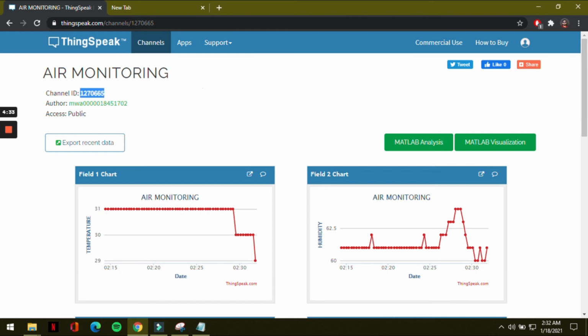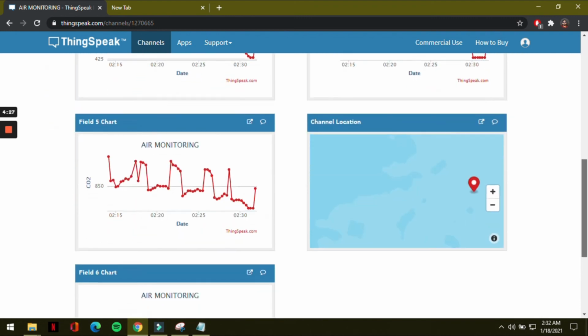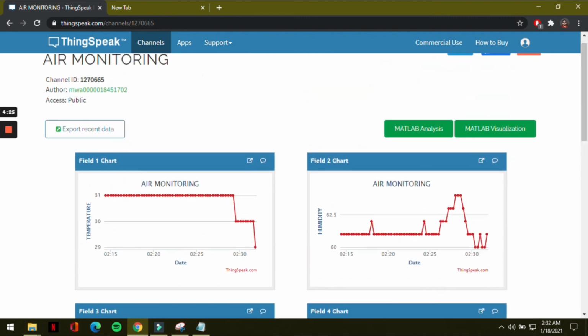This is the channel ID. And below is the reading chart that has been measured by the sensor. As we can see, the temperature keeps changing from the chart. It is because of the real-time data that is analyzed and stored here in ThingSpeak. The date and time of the data taken is also displayed in this chart.